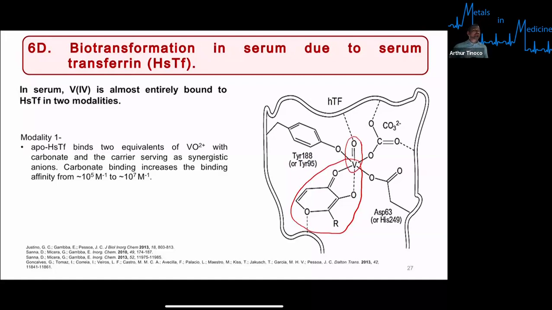And so that serves, if you want to think of it from the perspective of transferrin, as its own synergistic anion, just like the carbonate is a synergistic anion of iron. It also appears to be, to some extent, a synergistic anion of vanadium.